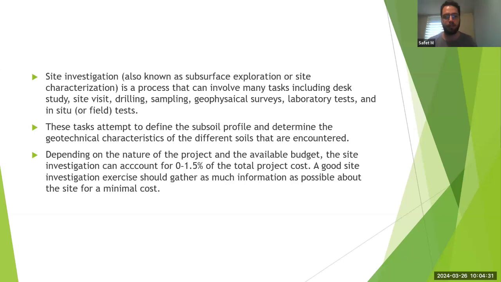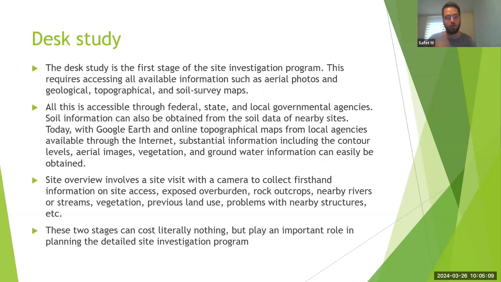So basically, it will depend on the type of project. When we look at large-scale projects such as dams or nuclear plants, where we need a really high factor of safety, we are looking at about 1.5% of the overall budget. For highways, we are looking at 1%, and for some apartment buildings, about 0.5% of the total project. That's general, but a good site investigation exercise should gather as much information as possible about the site for minimal cost. So the first stage in any case would be the desk study.